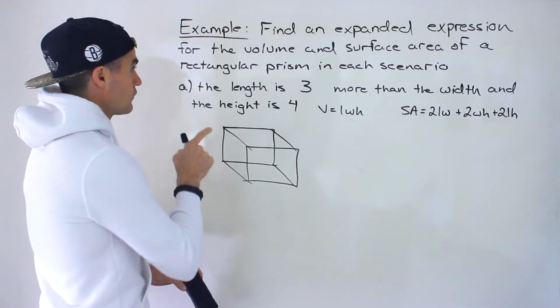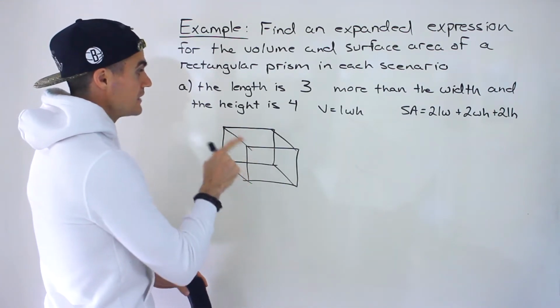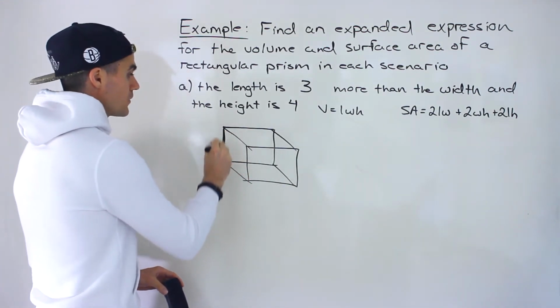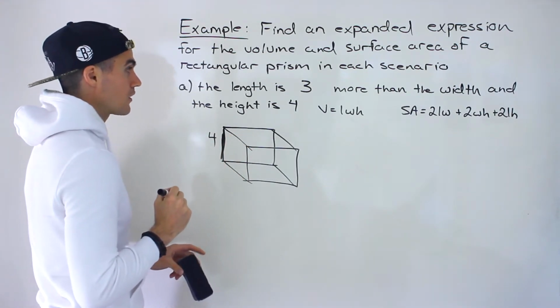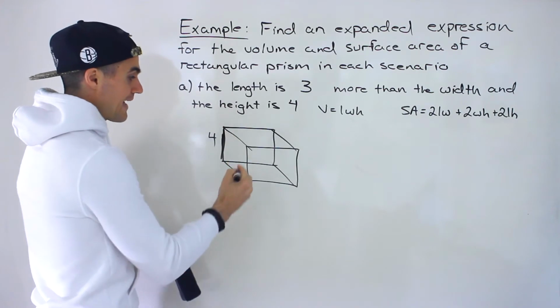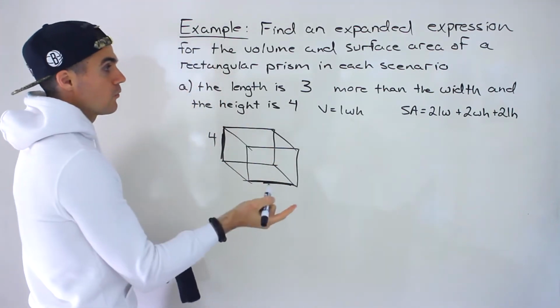So let's read this carefully. We got the length is 3 more than the width, and the height is 4. So the height, we already know, doesn't depend on anything. It's just a constant of 4. And then we're told the length, so this over here, is 3 more than the width.